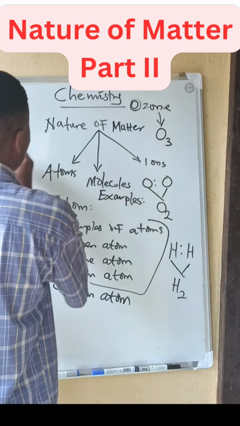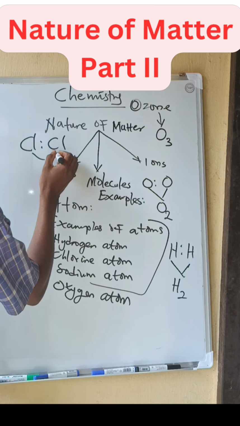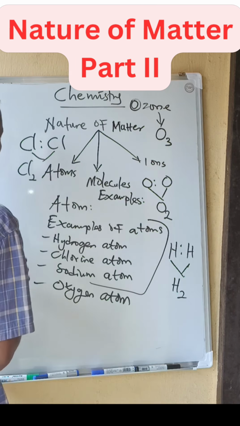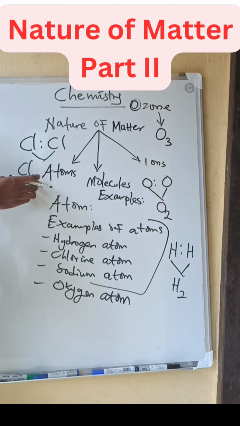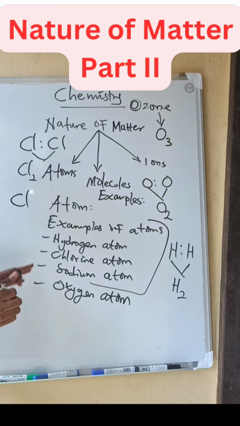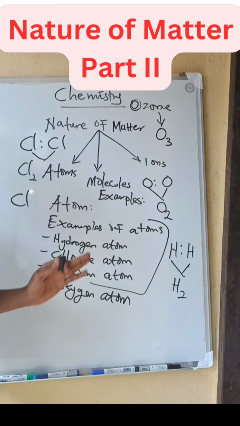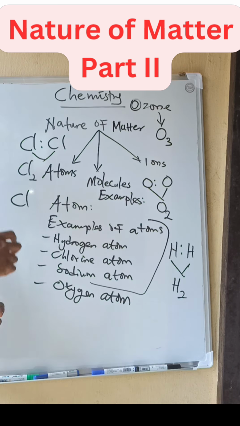Another example is chlorine. When two chlorine atoms combine together, we are going to have Cl2. So in this case, we say that chlorine in this form is a chlorine molecule. But if you have only Cl, in this case, chlorine is an atom. So it is very simple to differentiate between atoms and molecules.